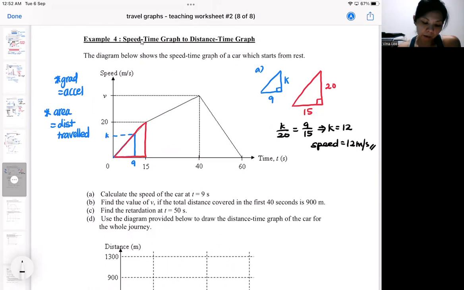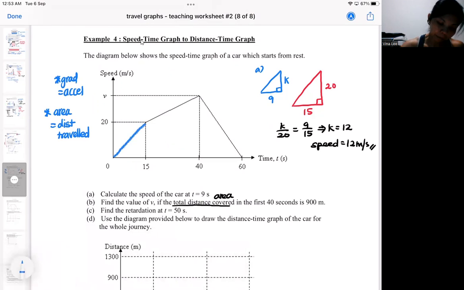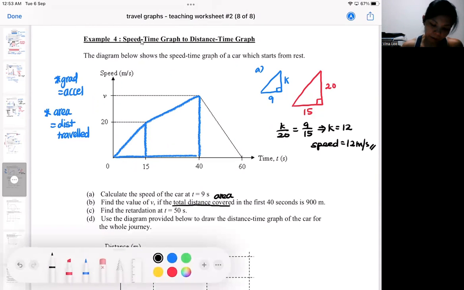Okay, and then find the value of V if the total distance covered is 900. So again, this is a feature of the area. So the area is 900. So where does the 900 cover? The 900 is here. So the 900 will be something like this.